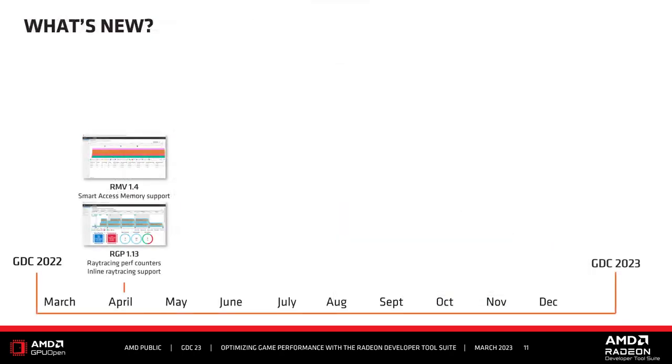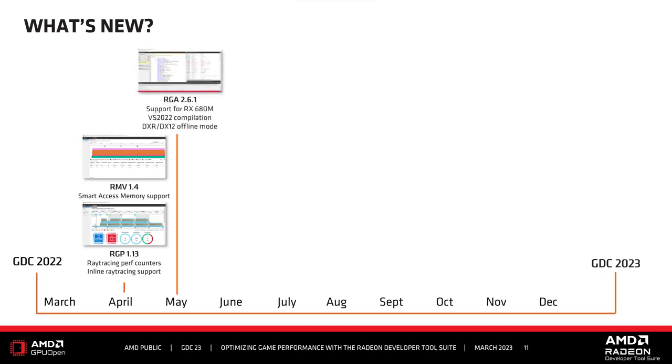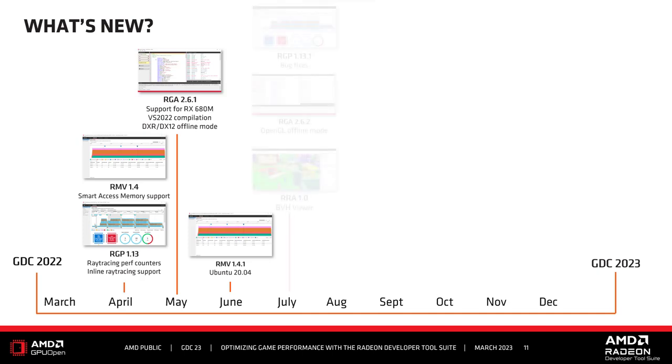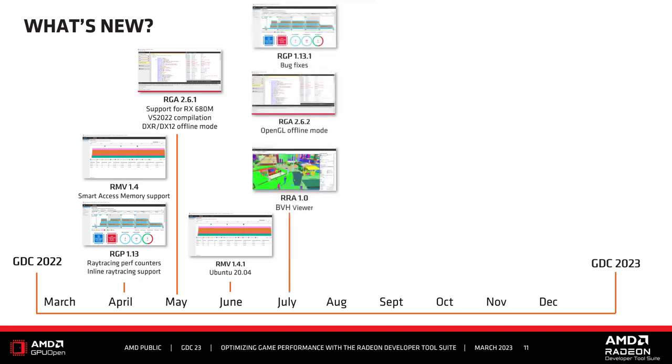Since last year's GDC, the tools team has been busy adding smart access memory support to RMV 1.4, raytracing perf counters, and DXR 1.1 style inline raytracing support to RGP 1.13. In May, RGA 2.6.1 added support for the mobile 680 GPU. RMV 1.4.1 for Linux was released in June, and in July, RGP and RGA had minor updates. But the big news was that we also released the first version of the Radeon Raytracing Analyzer.